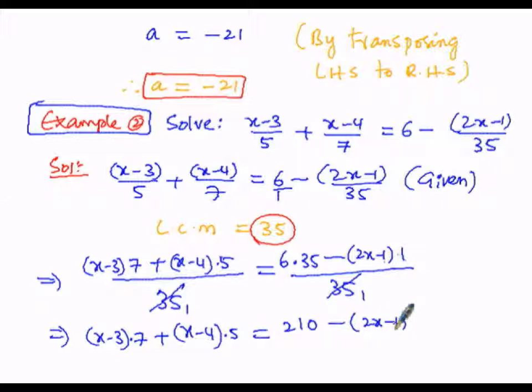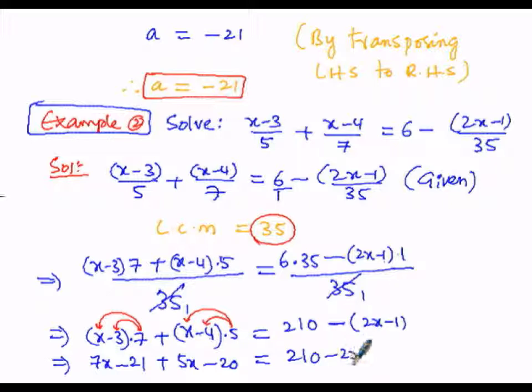Now I am going to remove the brackets. Here 7 must be multiplied with this binomial, 7 into x first and then 7 into 3. Similarly 5 into x, then 5 into 4. Then we get 7x minus 21, plus 5x minus 20 on the LHS, equal to 210 written as it is. Removing the entire bracket, the signs inside change: minus into 2x is minus 2x, minus of minus is plus, and the 1 as it is.